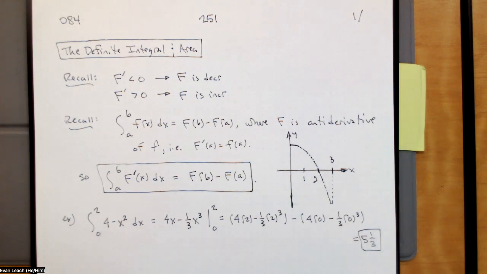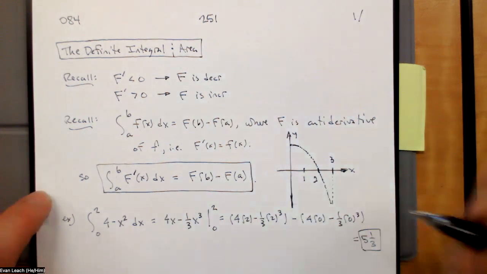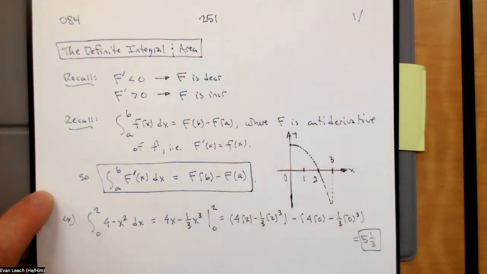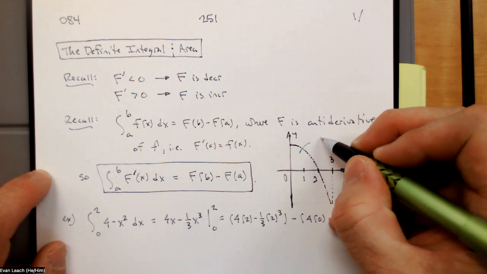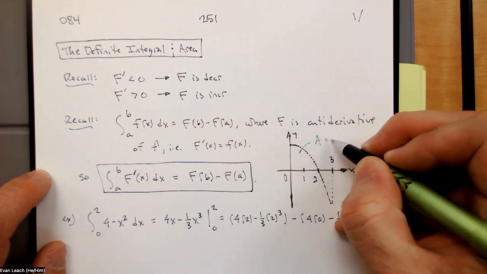So when we get this 5 1/3, this is the integral from 0 to 2 of 4 minus x squared dx. And that indicates that the area under 4 minus x squared and above the interval from 0 to 2 on the x-axis is 5 1/3. So that means that we're thinking that this area here is 5 1/3.